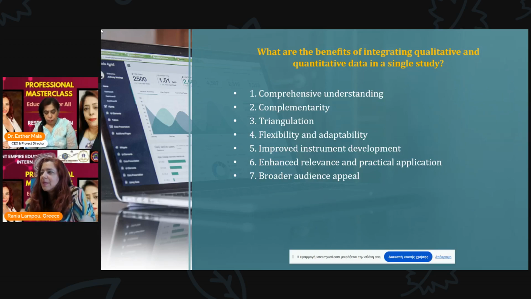Enhanced relevance and practical application, because a mixed methods approach can provide insights that are both statistically sound and rich in context, useful for policymakers, for practitioners, for example, and stakeholders. And this helps in developing interventions and solutions grounded in real-world understanding. So mixed methods findings appeal to a wider range, we could say, of audiences, those who value numbers and those who value narrative. In summary, we could see that integrating qualitative and quantitative data strengthens a study's rigor and relevance, providing a richer, more actionable understanding of the research topic.